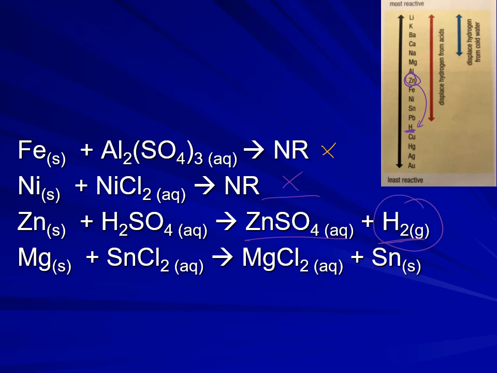Magnesium is above tin, and so again, we have our magnesium, we have our tin, so magnesium can replace tin, and we do get a reaction producing magnesium chloride and tin.